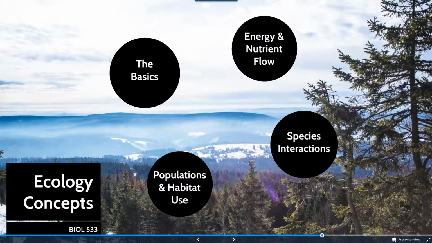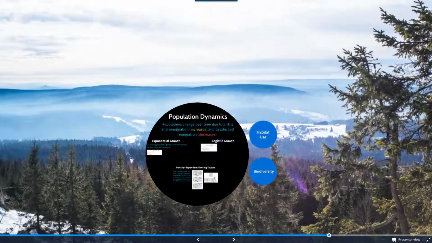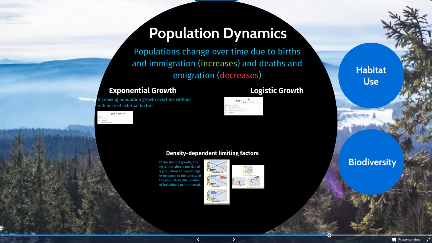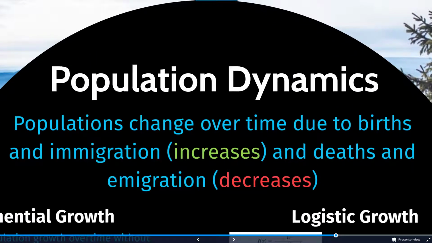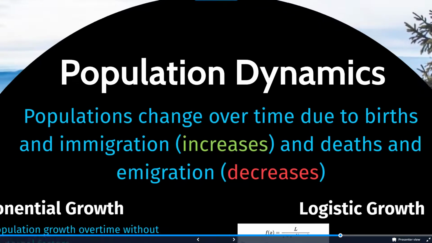So the last kind of topic I want to explore here relates to populations, species populations, and their habitat use. And population dynamics is an important element to review and that ecologists study. Essentially, populations can change over time due to the births and immigration, which is where the population will increase, and the deaths and emigration, which is where the population decreases. So understanding what influences those increases and decreases in the populations of a certain species or subspecies is critical to understanding why and how populations exist within certain ecosystems.